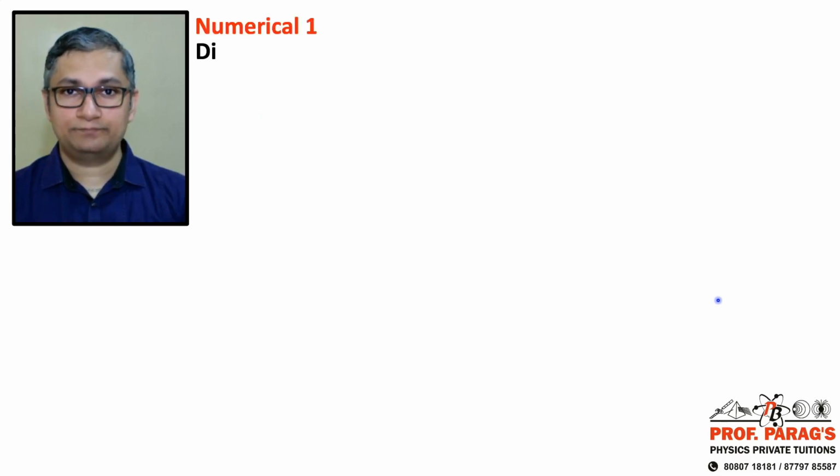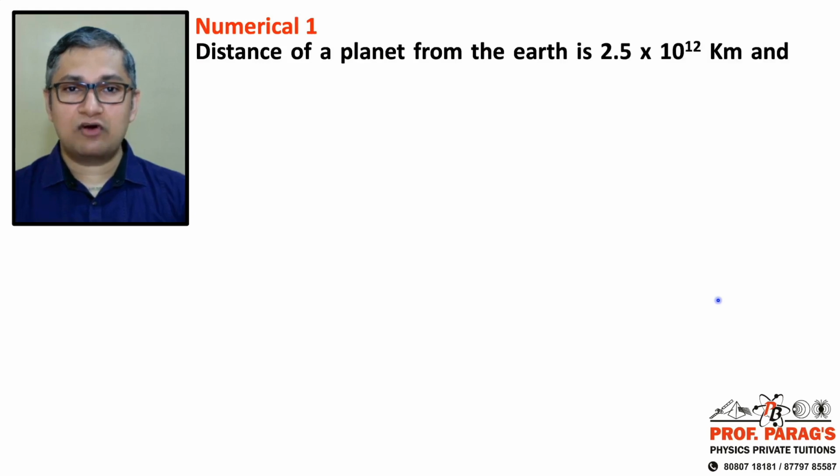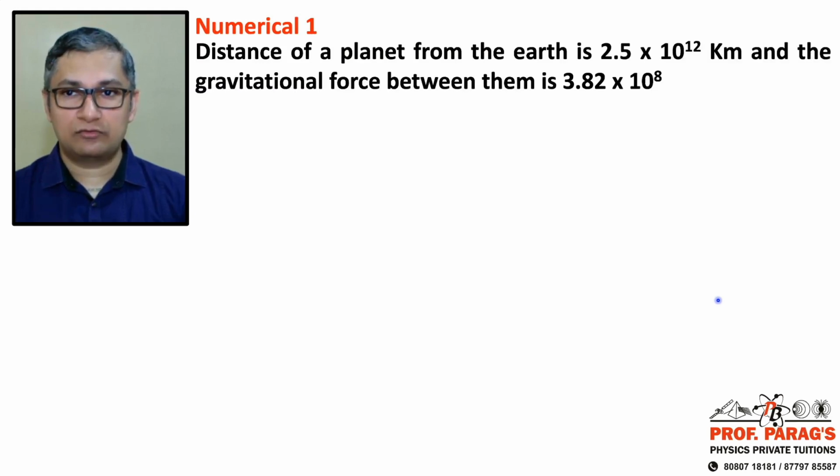So the first one: the distance of a planet from the Earth is 2.5 into 10 raised to 12 kilometers, and the gravitational force between the planet and the Earth is 3.82 into 10 raised to 8 Newton. So we have got two pieces of information here. First thing we will note down: please remember data, diagram, equation. Don't continue reading the question unless you have noted down what is already provided to you.